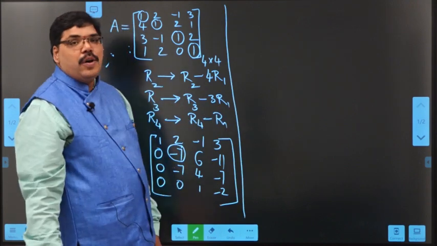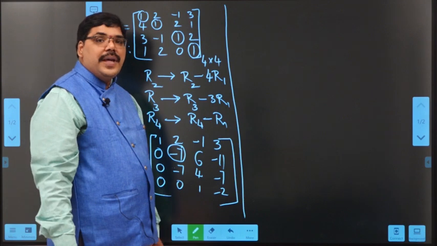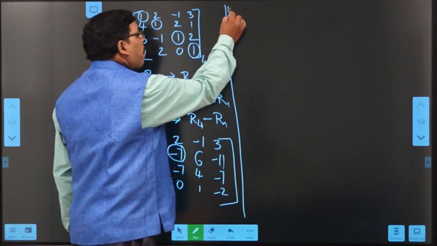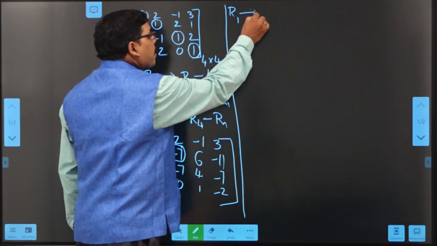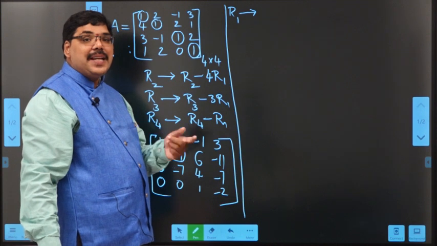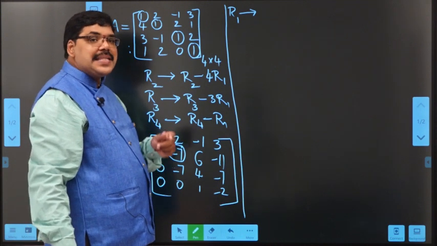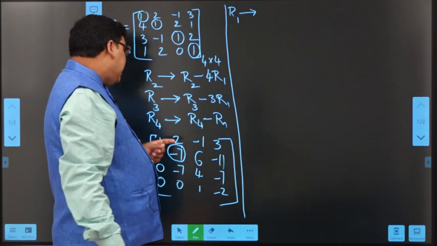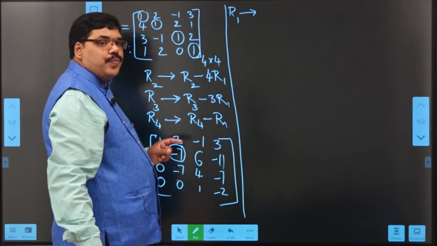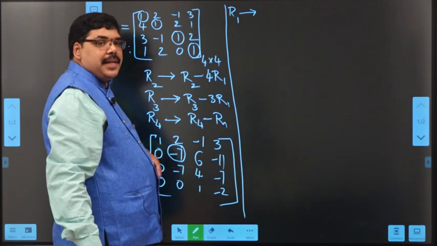So what should be the row operations? Now we are changing the first row. So R1 implies, you have to focus on the element in the second position. So what is the second position? In the first row, in the second position, the number is 2. I want to get 0 there.